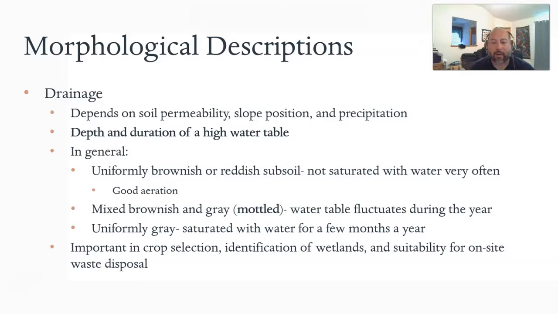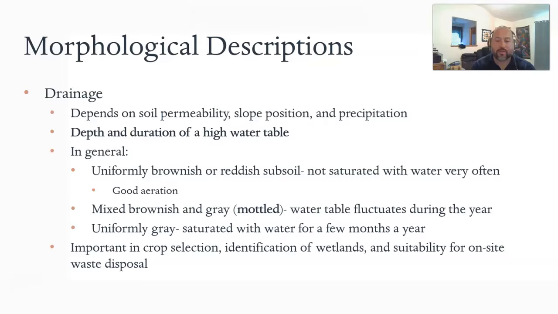You can have a mottled soil, which is like a mixed brownish gray. That indicates that the water table will fluctuate during the year. So where you can find groundwater, instead of it being here all the time, maybe sometimes it's up here, maybe sometimes the water's down here. So maybe during the winter I don't have to dig that far to get water, but during the summer, when there's a lot less water available, maybe I've got to dig a lot farther. And then there's uniformly gray, which means it's going to be saturated with water for a few months a year.